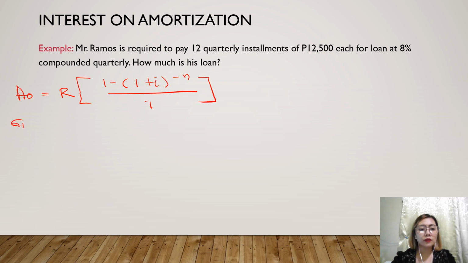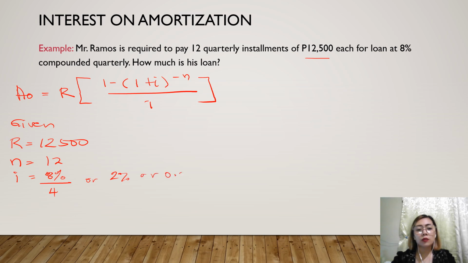Okay, given tayo, yung 12,500, that would be your periodic payment. Okay? Then, yung N natin, quarterly, no? Tapos, ilang beses daw? So, 12 quarterly, yan sabi. Okay, 12 quarterly. Then, yung I natin is equal to yung rate, which is 8%, divided by 4, kasi quarterly. So, ibig sabihin, yung magiging rate natin ngayon ay panibagong rate, which is 2% or 0.02.